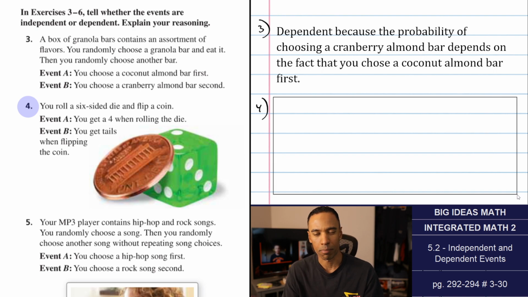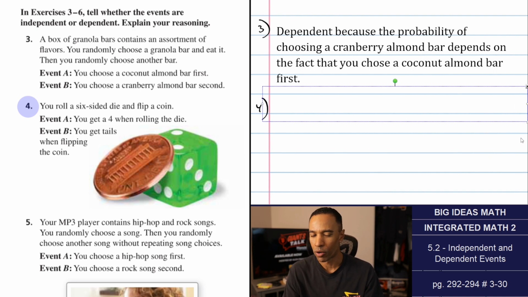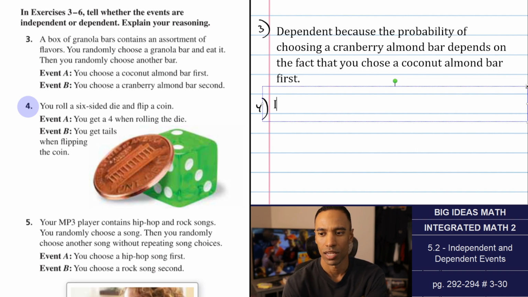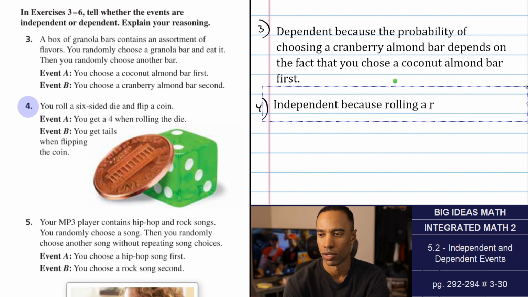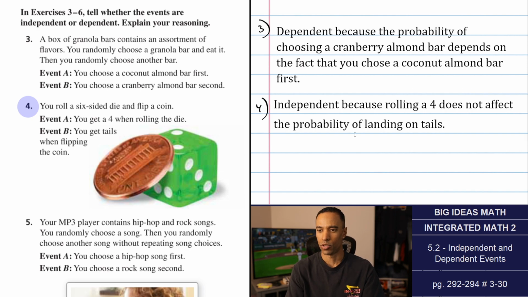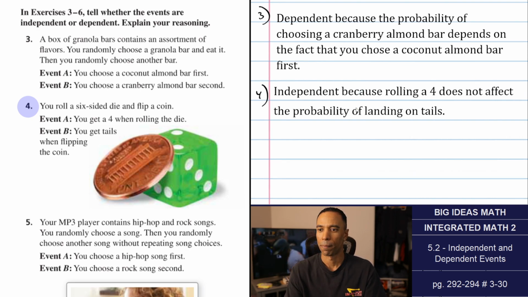Well, these are clearly independent. The fact that I got a 4 when rolling the die doesn't change the probability of landing on tails. So these events are independent because rolling a 4 does not affect the probability of landing on tails. I do misspell probability. You can see how the spacing was actually normal this time.